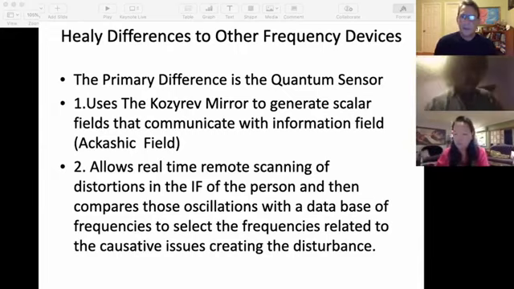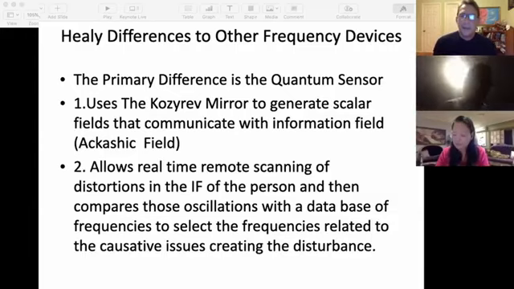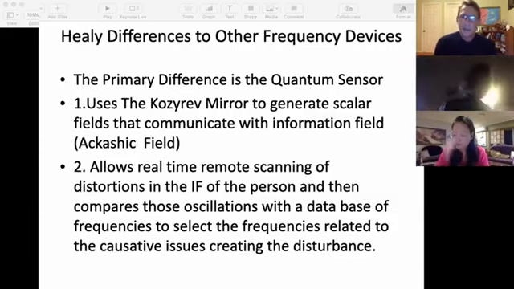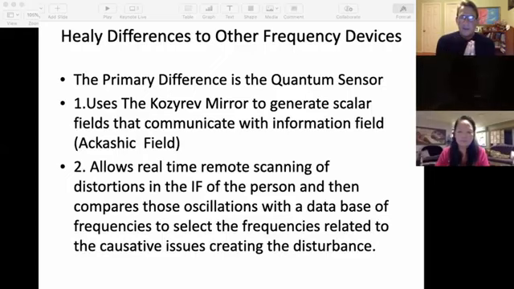So what makes this quantum sensor so important and so critically different to all the other types of devices that are out there? It's this key thing here, and it's called the Kozyrev mirror. The Kozyrev mirror is a type of shielding that is inside the device. It's like a little chamber, and this particular chamber is capable of doing two very important things. The circuitry of the unit is enclosed in this chamber, and the chamber does two things.